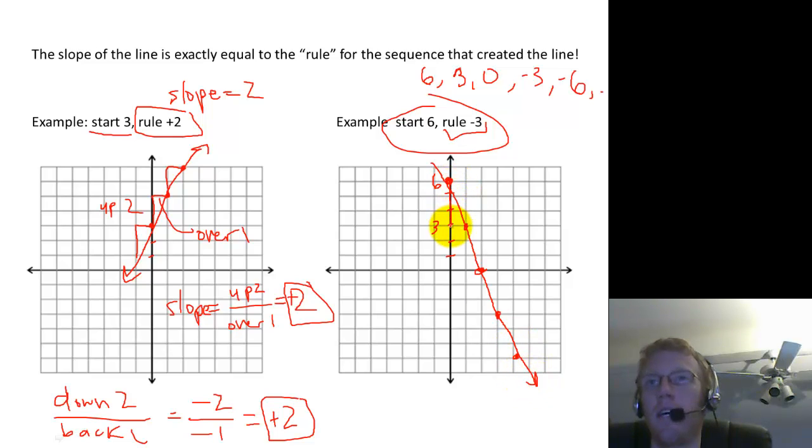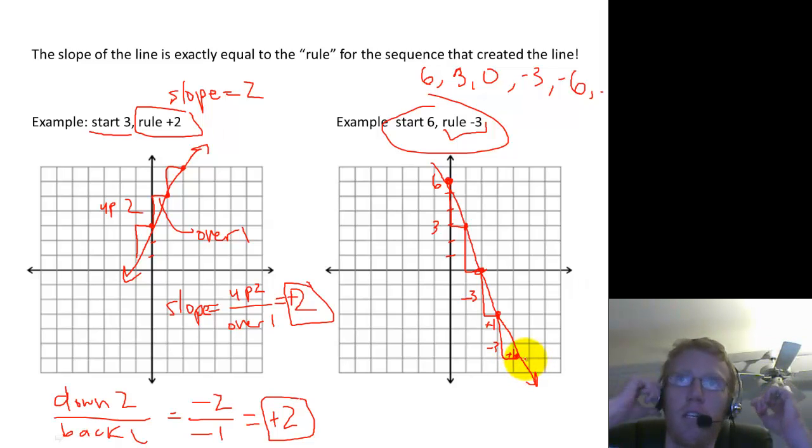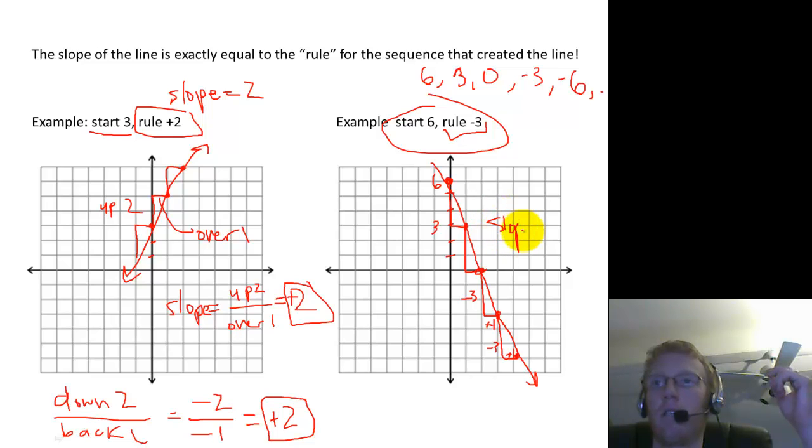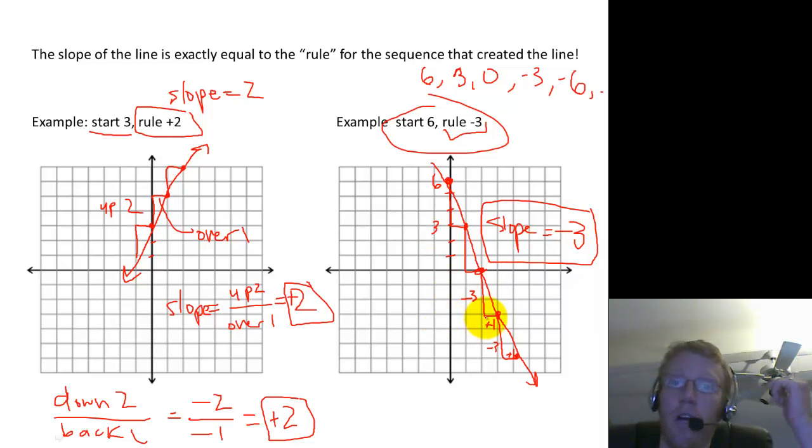So we went down 3 over 1, down 3 over 1, down 3 over 1. So this was negative 3, this was positive 1, then we did it again, negative 3, positive 1, and you just keep going like that forever. So the slope of this line is negative 3. That means we went down 3 each time we went over to the right 1 unit.